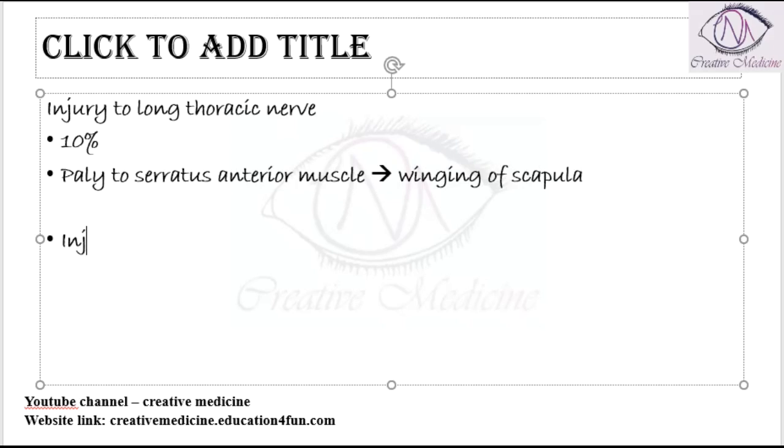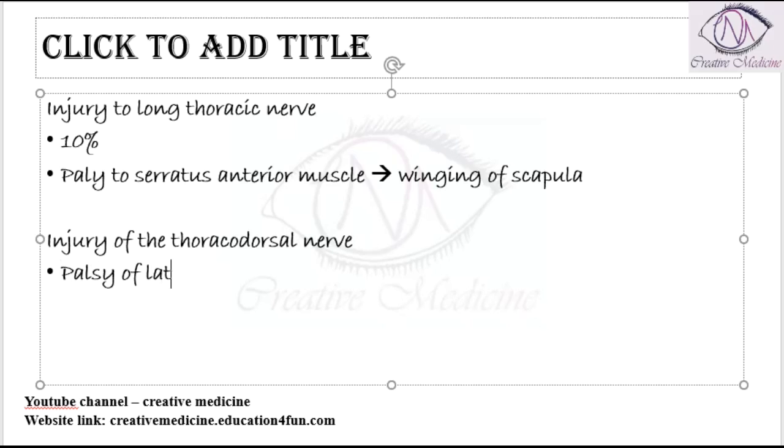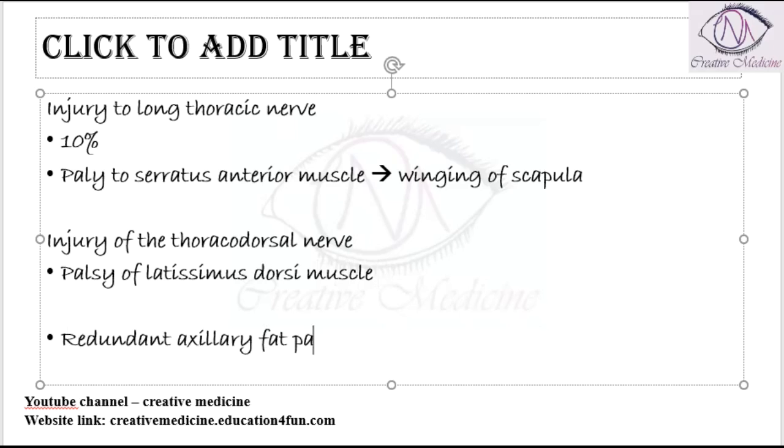Then there can also be injury to the thoracodorsal nerve. Whenever there is injury to the thoracodorsal nerve, this will mainly lead to palsy of the latissimus dorsi muscle, and here you will see that there is a redundant axillary fat pad.